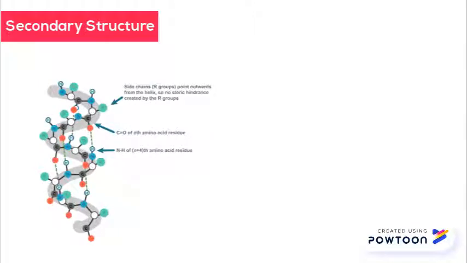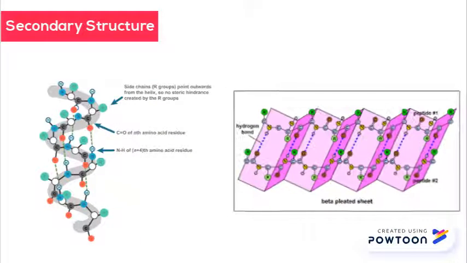The secondary structure refers to local folded structures that form within a polypeptide due to the interactions between atoms of the backbone. The most common types of secondary structures are the alpha helix and the beta pleated sheet. Both structures are held in shape by hydrogen bonds.